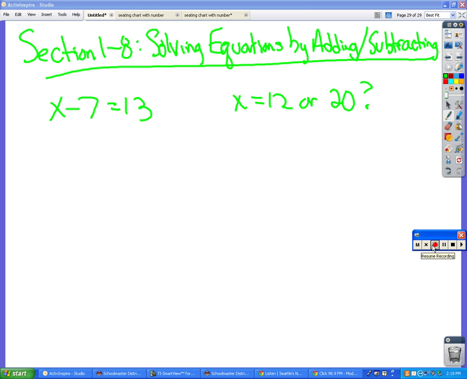This right here is an equation. This right here is not. What does the equation have that the expression does not? An equal sign. Very good. So an equation is an expression with an equal sign.